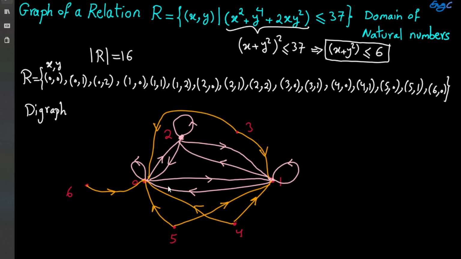As you can see, there are 1, 2, 3, 4, 5, 6, 7 vertices or nodes on this digraph, and there are 16 edges as shown. I hope that this example is helpful to show how a relation defined by a set builder can then be mapped to a visual representation in the form of a digraph.